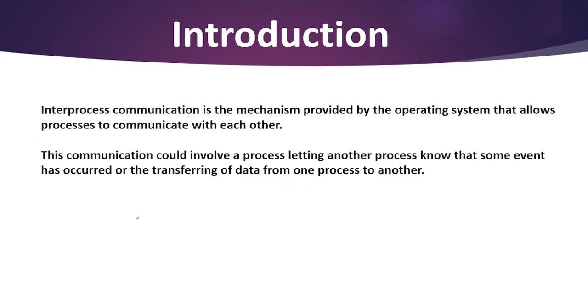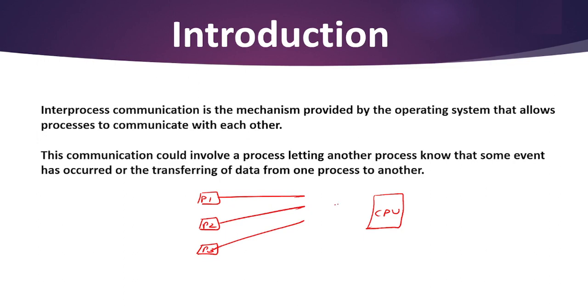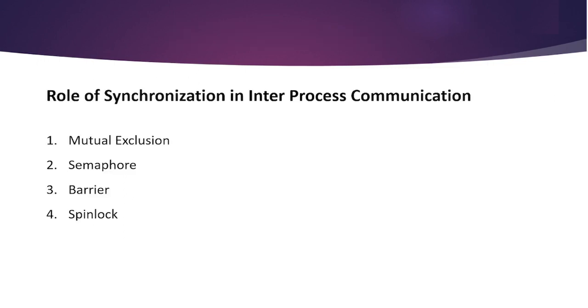Let's say in my operating system, this is my CPU that helps us to complete or fulfill the requests given by the processes. And here we have multiple processes. All these processes are simultaneously requesting the CPU to run a task. So IPC helps all these processes to communicate with each other related to the fulfillment of their requirements.